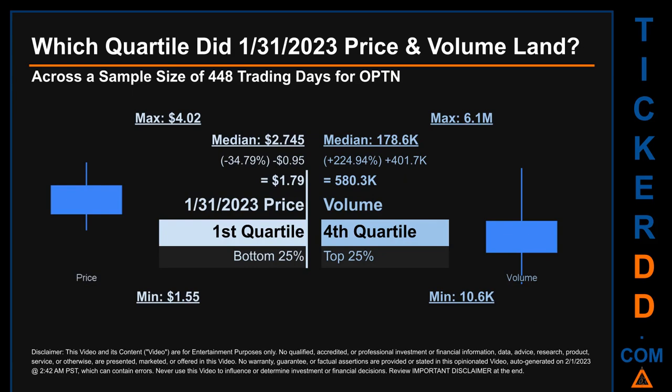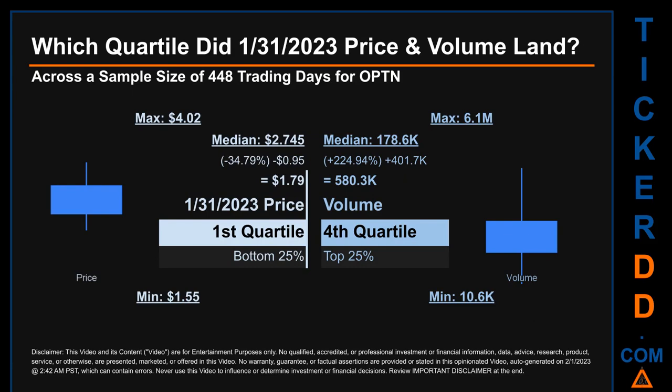Which quartile did January 31st, 2023 price and volume land? Across a sample size of 448 trading days, the maximum end-of-day price for OPTN was $4.02 while the minimum was $1.55. Within that price range, January 31st, 2023 price of $1.79 landed within the first quartile, meaning it was within the bottom 25% of all sampled end-of-day prices.